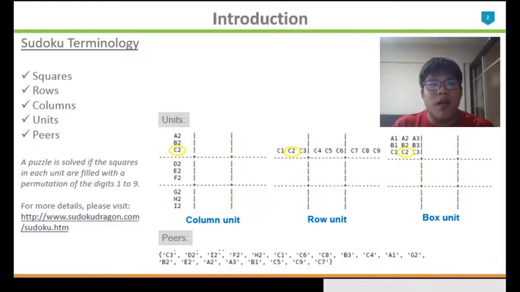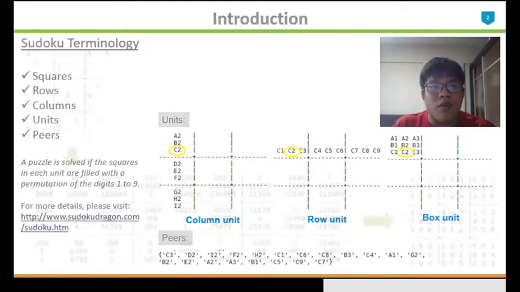Squares, rows, and columns are self-explanatory. For units, there are three configuration types, which are the column, the row, and the box unit. A puzzle is solved if the squares in each unit are filled with a permutation of the digits 1 to 9. Here's a snippet of the units associated with square C2. The peers of square C2 are the list of all the squares in the three units excluding square C2.